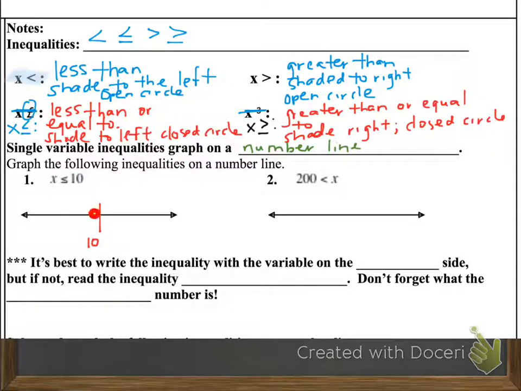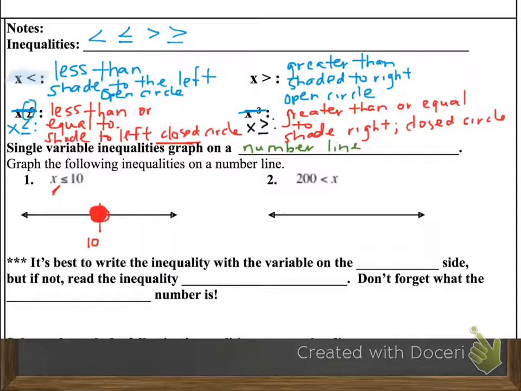I'm going to put a circle on that 10. And then, do I want it to be closed or open? Well, if it's equal to, we have the little indicator sign, okay? If it's equal to, that means we're going to have a closed circle. Closed means that I'm simply going to color it in. Okay, so there's a closed circle.